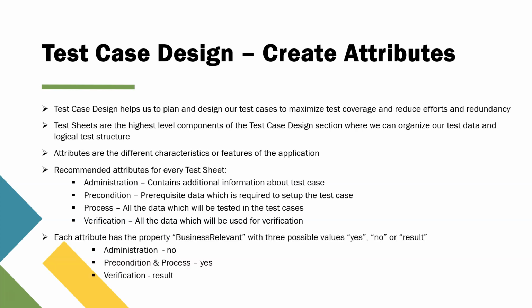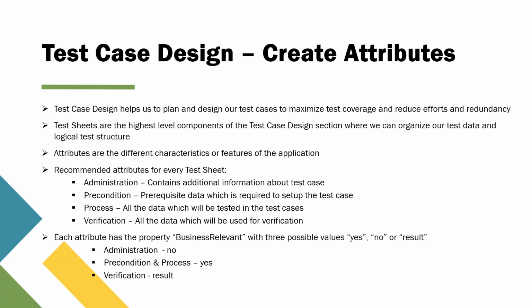Now coming to another important point about attributes, there is a property which you can set for each attribute, which we have seen for the four attributes, right? So you can have a property called business relevant. Now it has three possible values: yes, no, or result. Now what this means is it defines whether that attribute is of any business relevance or not, right? Or it is a result kind of business relevance, right?